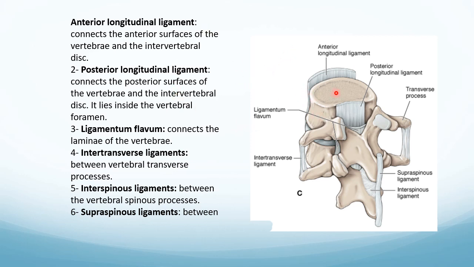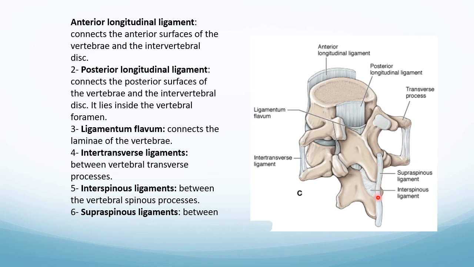Ligaments of the vertebral column. Anterior to the bodies there is the anterior longitudinal ligament connecting the bodies and the intervertebral discs together. Posterior to the body, inside the vertebral canal here, this is called the posterior longitudinal ligament, which also connects the bodies and the intervertebral discs together.